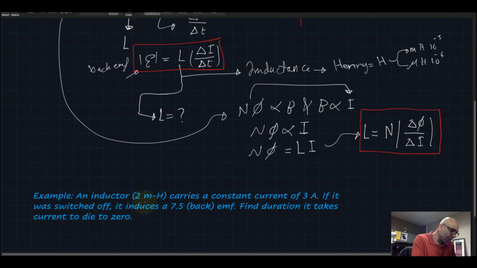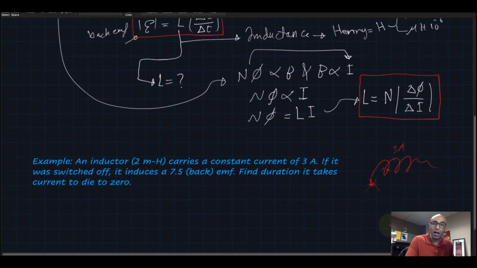An inductor of 2 millihenry carries a constant current of 3 amps. If it was switched off, it induces a 7.5 volt back EMF, electromotive force. Find the duration it takes the current to die to zero. So we have a solenoid, and there's a current inside that solenoid, and this current is 3 amps. And the supply current, that is 3 amps, is switched off. We should know that the current is not going to die suddenly because this is an inductor. It's trying its best to keep the current alive. So let's solve how much time it takes the current to die.